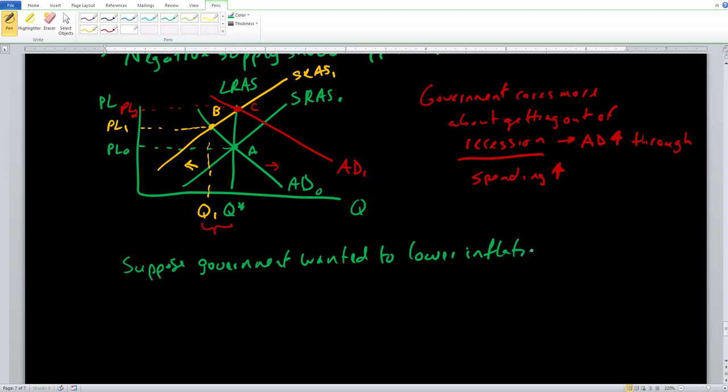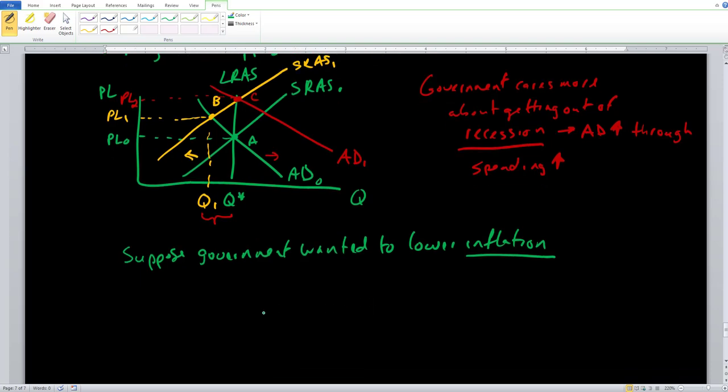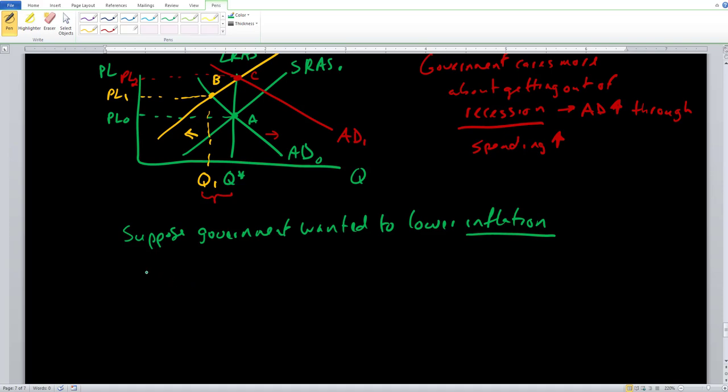And this could be a goal that the government does have in mind. Suppose sometimes they care more about inflation, sometimes they care more about getting out of the recession. So if they care more about keeping inflation rates low or getting them back to their original levels, let's go ahead and see what happens graphically.